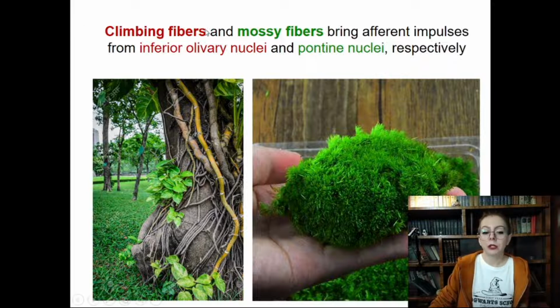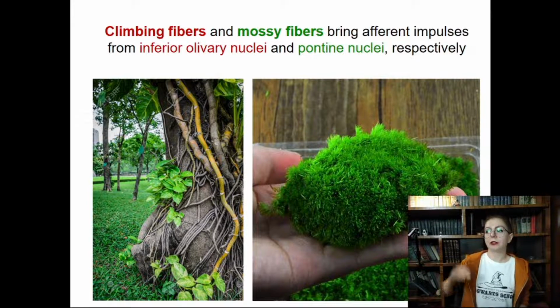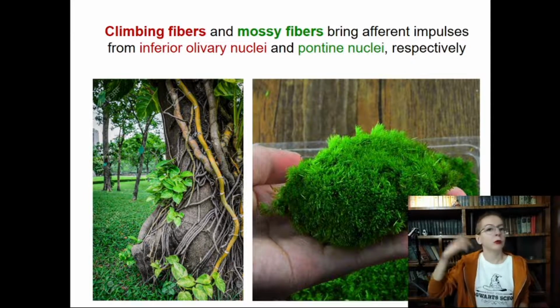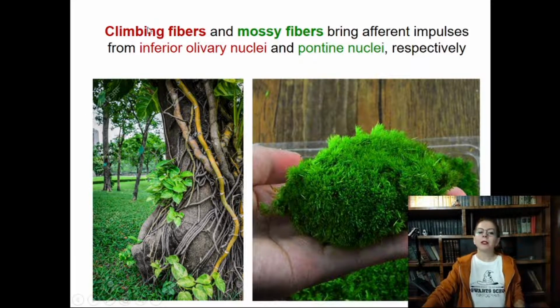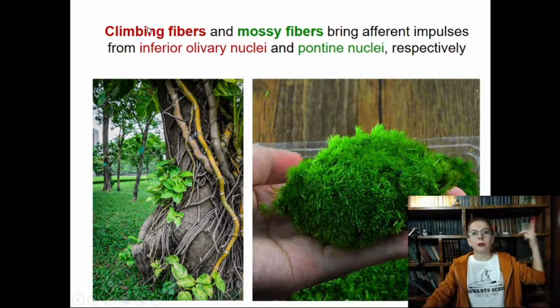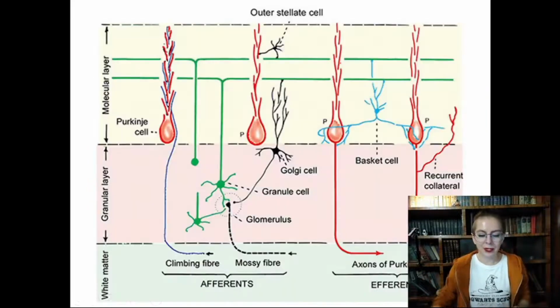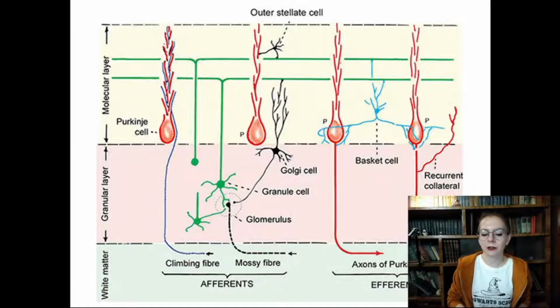Why are they called climbing and mossy fibers? Because mossy, like a moss, they are very short and they reach only the deepest granular layer. They can't reach Purkinje cells or moreover the molecular layer. At the same time, climbing fibers, they climb up to the molecular layer, and that's why they are called so. Okay, let's analyze this diagram, and it is very helpful and very easy to understand, I think.